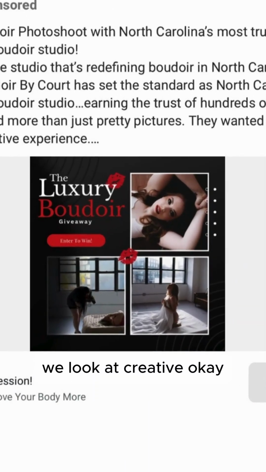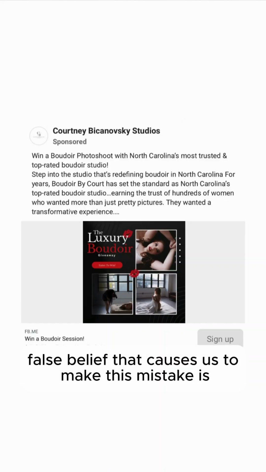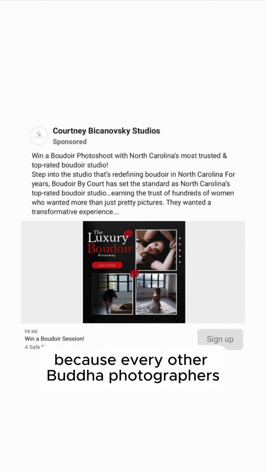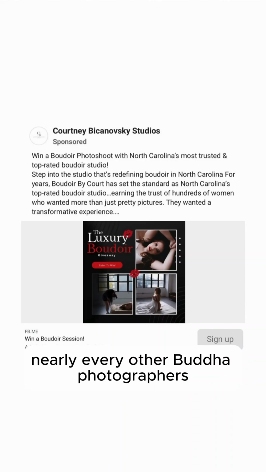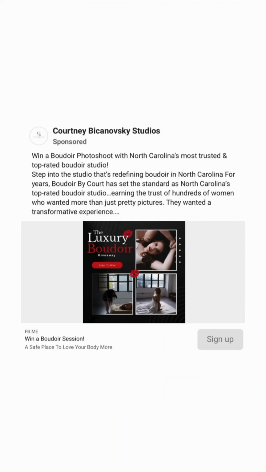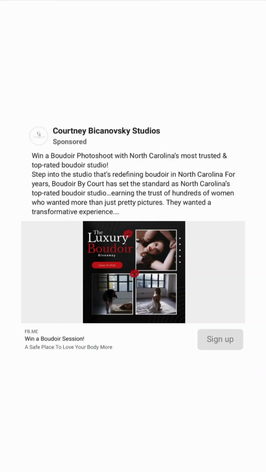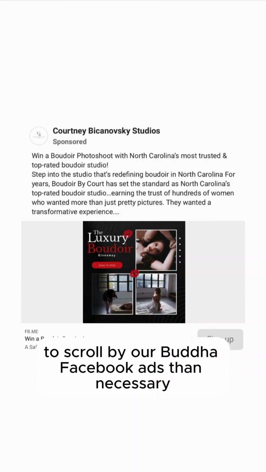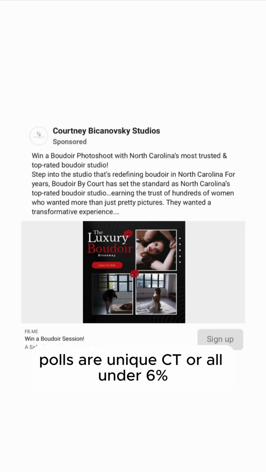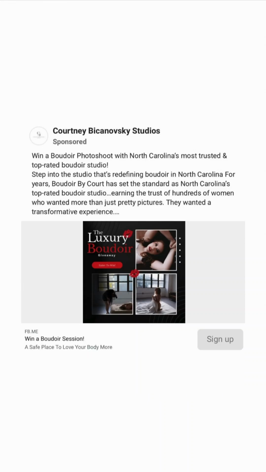Second thing we look at, creative. Okay, this looks like an ad mistake. The false belief that causes us to make this mistake is we believe our boudoir Facebook ads should look like ads, because nearly every other boudoir photographer's boudoir Facebook ads look like ads. And this is incorrect. We don't want to make this mistake. What actually happens is it causes way more women to scroll by our boudoir Facebook ads than necessary, pulls our unique CTR all under 6%, and increases the probability we have BLCS, boudoir low click syndrome.